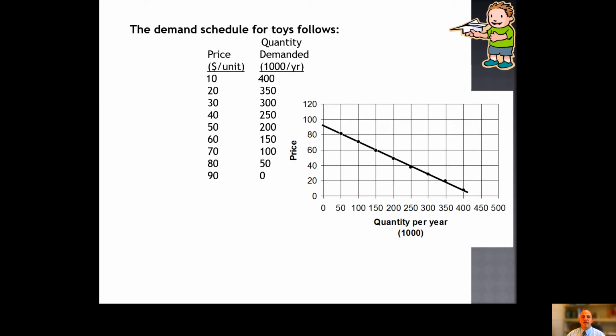service. So for example, in this chart, if the price of a toy were $10, the quantity demanded would be 400,000 toys per year. If the price increases to $80, the quantity demanded will decrease to 50,000 toys per year. The word demand refers to the entire function, the entire relationship between all the different prices and quantities. The phrase quantity demanded simply means one particular price and one particular quantity.